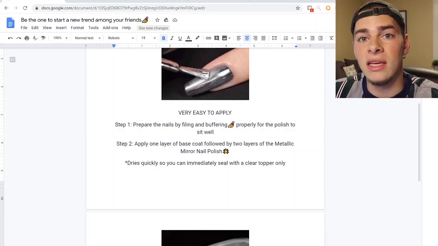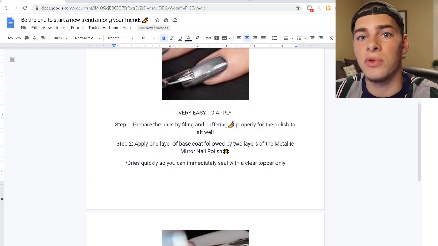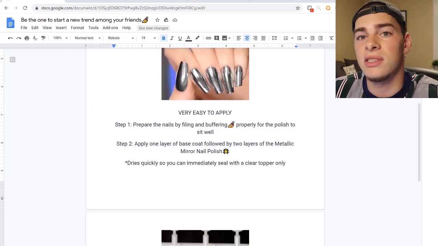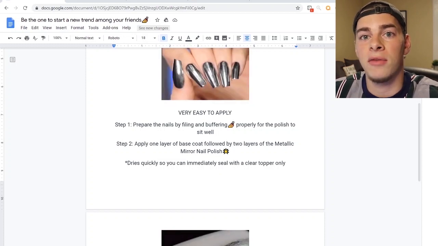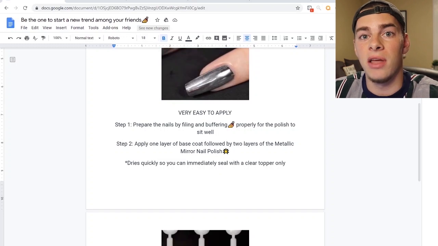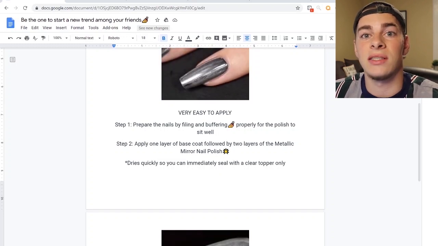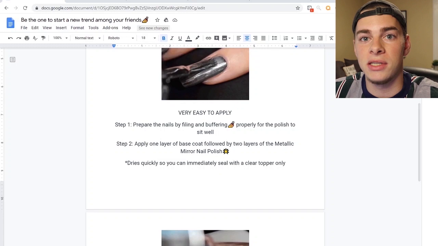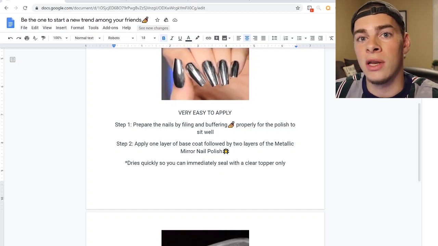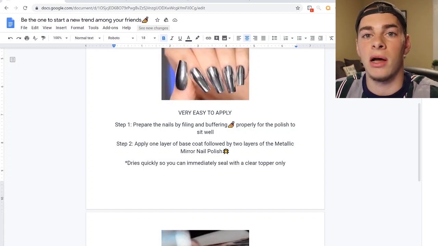Then we have "very easy to apply." So we have simple steps for a product that's pretty self-explanatory on how to apply it for people that are actually interested in it. But if your product has any steps or has any frequently asked questions, here's the place to do it right after your initial GIF and your initial block of text.